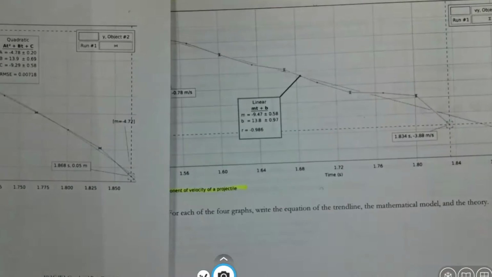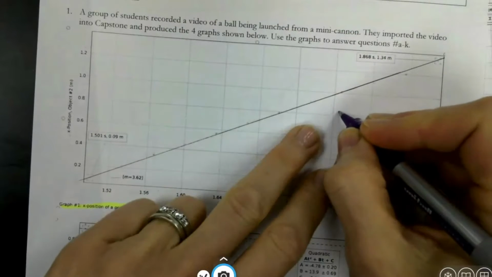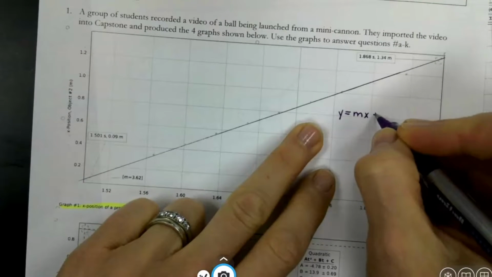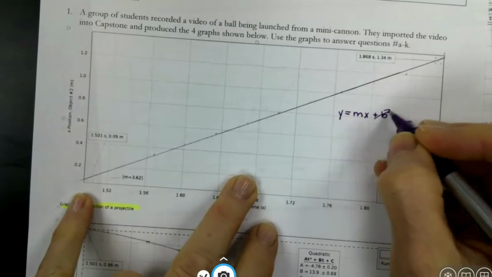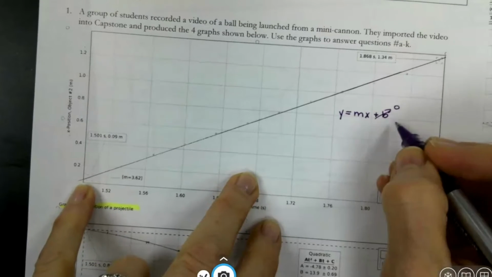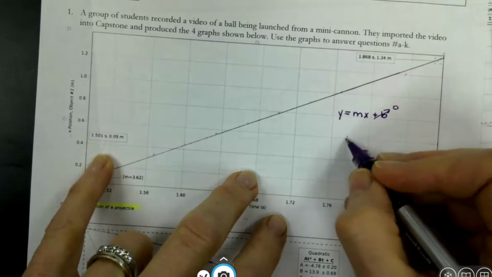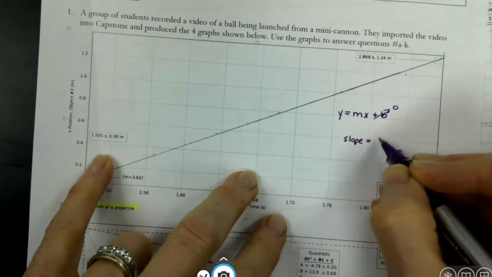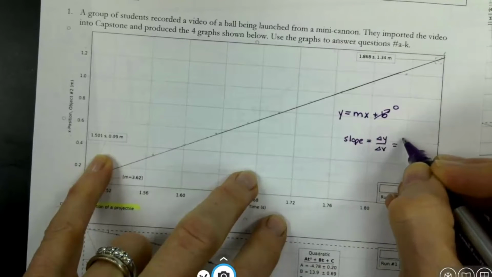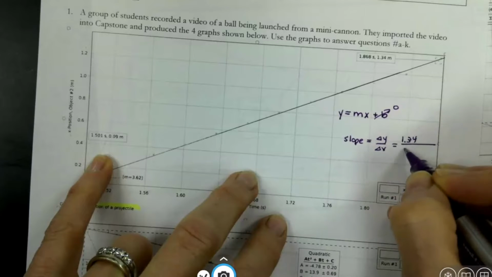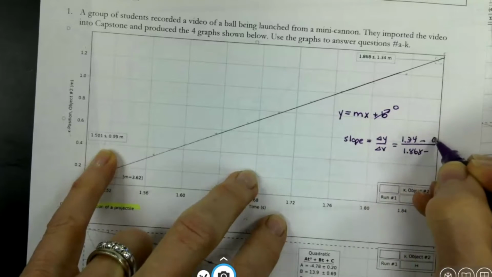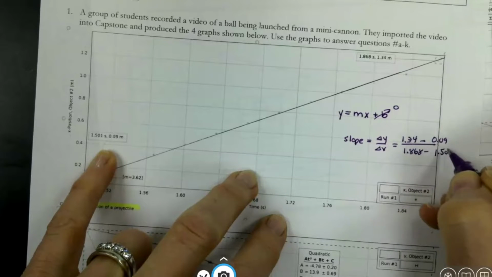So we're going to start with the first one. We need the equation, the trend line is not shown, so let's figure that out. So we've got y equals mx plus b. B is going through the 0, 0, so we don't have a b. So let's just find the slope. The slope is, we're given these 2 points. So we can do 1.34 and 1.88. This is going to be 0.09 and 1.501.